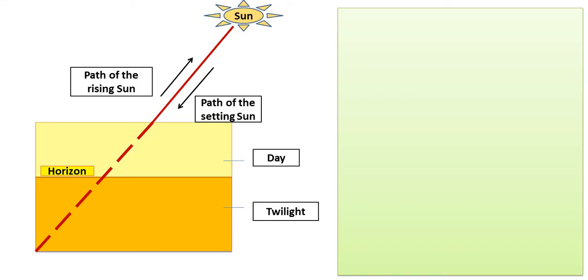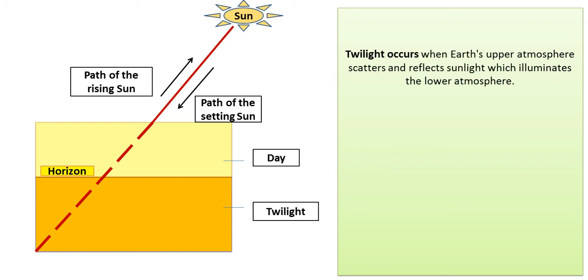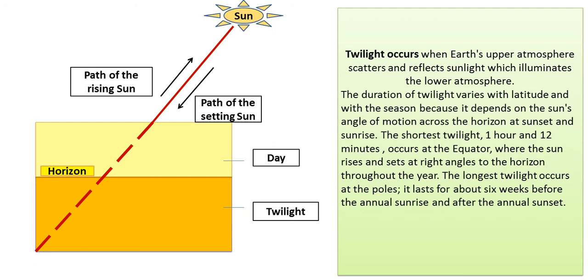Twilight in low and high latitudes. Twilight occurs when Earth's upper atmosphere scatters and reflects sunlight which illuminates the lower atmosphere. The duration of twilight varies with latitude and with the season because it depends on the sun's angle of motion across the horizon at sunset and sunrise.